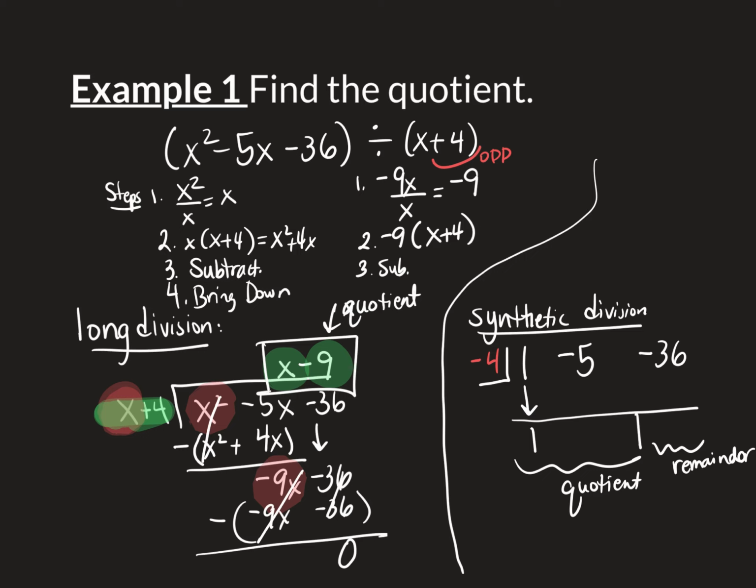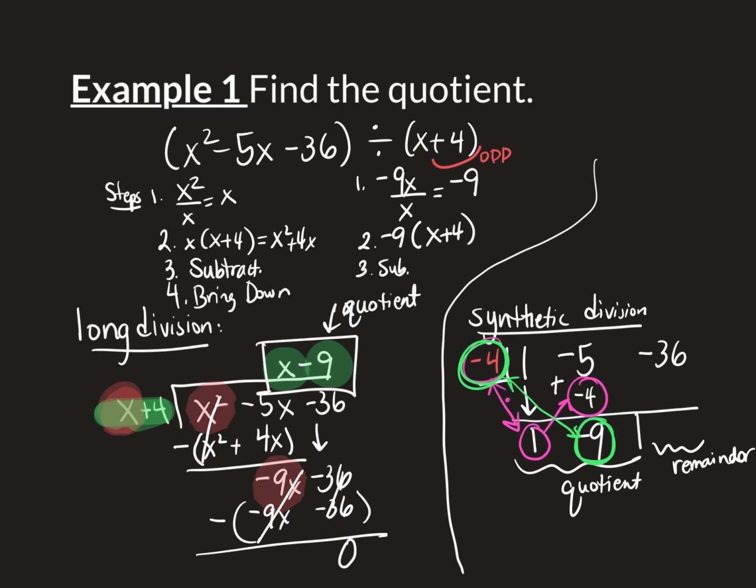So let me see if I can grab a different color and make that work. So you multiply these two and put the answer here. So 1 times negative 4 is negative 4. Then you add. Negative 5 plus negative 4 is negative 9. And then you multiply. You multiply negative 9 with negative 4.